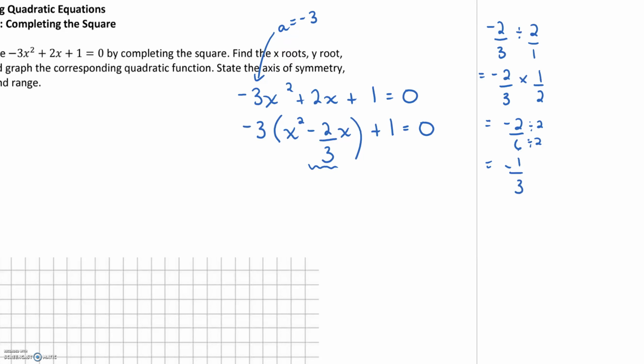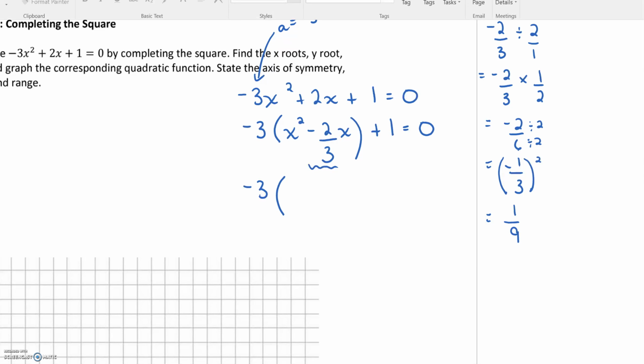Now don't forget that dividing by 2 is not the only step. You have to take this number and square it. And the whole purpose of doing that is so that you can actually create a perfect square. So I'm going to go ahead and create that perfect square right here. Just going to use a different color to show you.